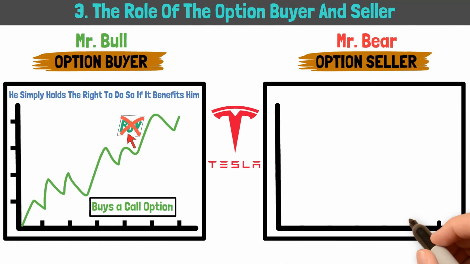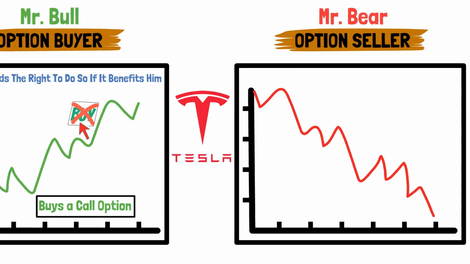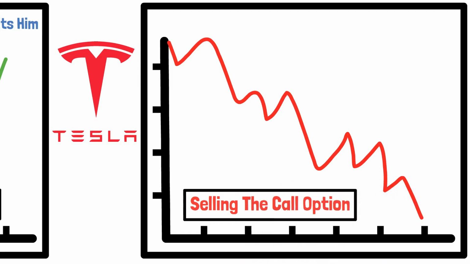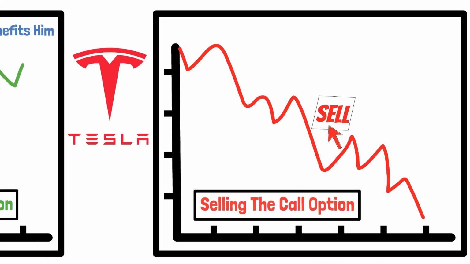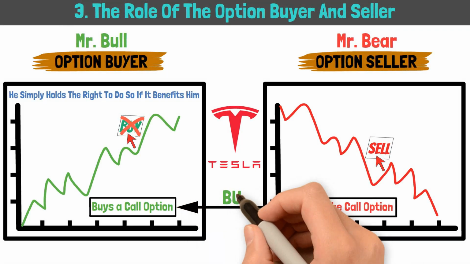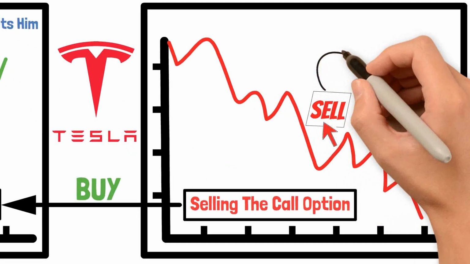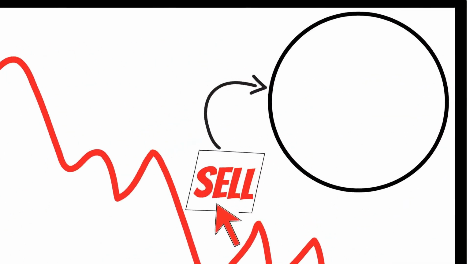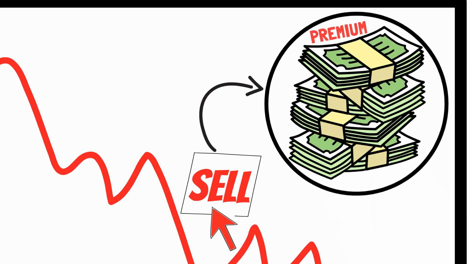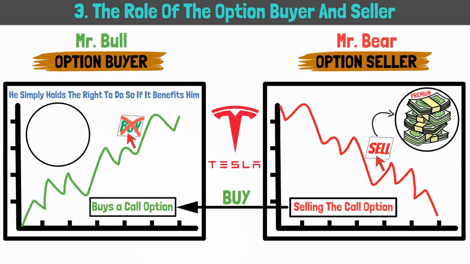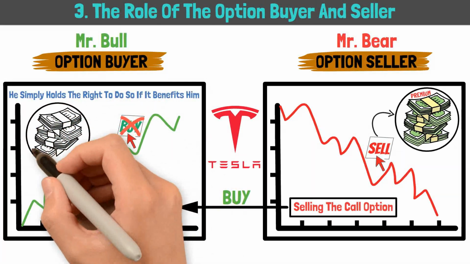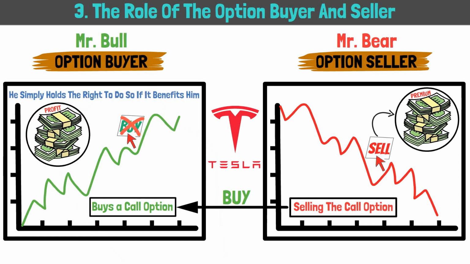Mr. Bear, on the other hand, believes Tesla's price will drop. By selling the call option to Mr. Bull, he commits to selling Tesla shares at the agreed price if Mr. Bull chooses to buy. Mr. Bear takes on this obligation because he expects to profit from the premium that Mr. Bull pays up front. This dynamic creates a balance of possibilities where Mr. Bull has the potential for profit if his prediction is correct, and Mr. Bear earns his premium while hoping the stock's price moves as he expects.